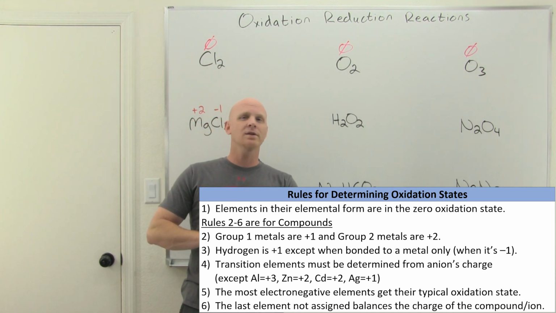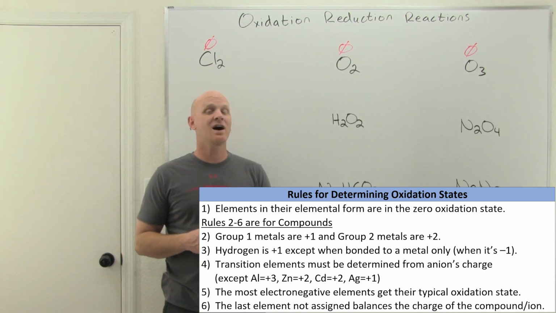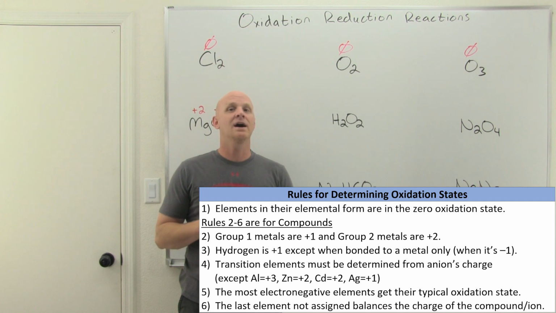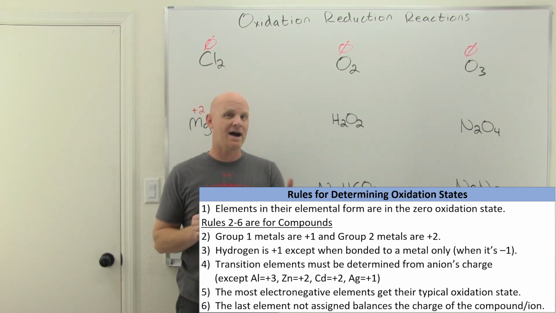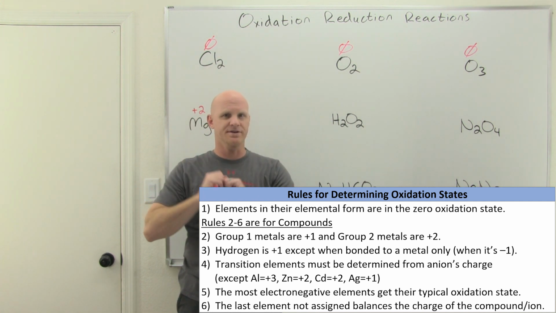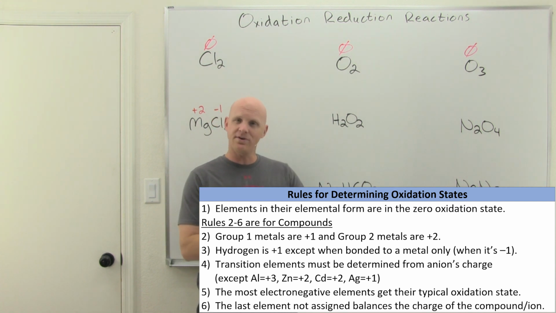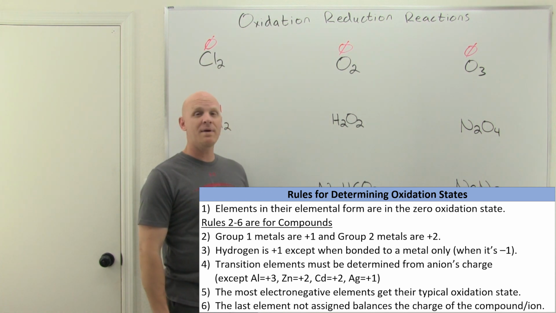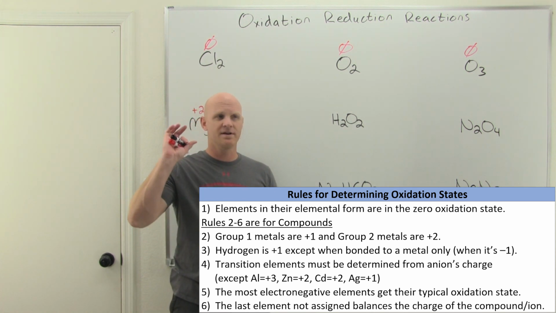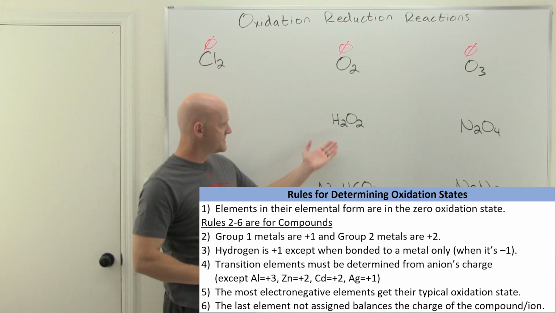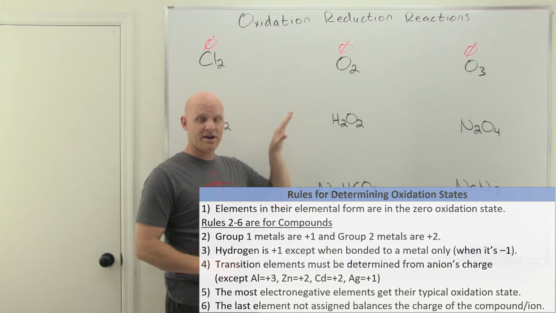Rule number 3 is all about hydrogen, and hydrogen in a compound is +1, unless you have a metal hydride, where it's just a metal and hydrogen. In that case, hydrogen will end up being -1, but you won't actually have to assign it. It'll follow through with rule number 6 in that case. But hydrogen in a compound is typically +1, unless it's just a metal and hydrogen. Well, in this case, there's no metal involved. It's not just a metal and hydrogen.